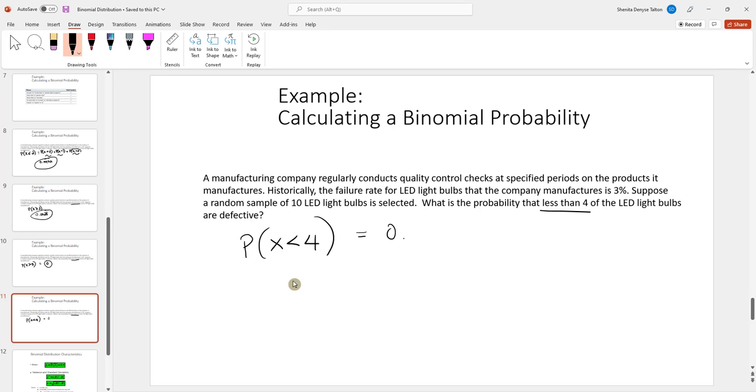Okay, so like I said, be careful with the wording of the problem, because if you use the wrong inequality symbol, you will get the final answer incorrect.